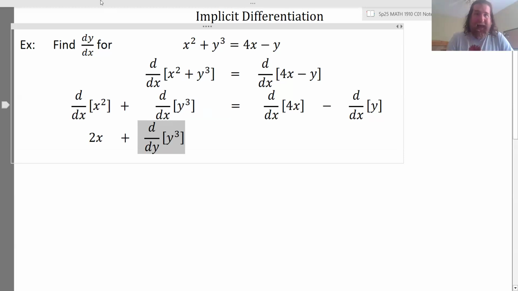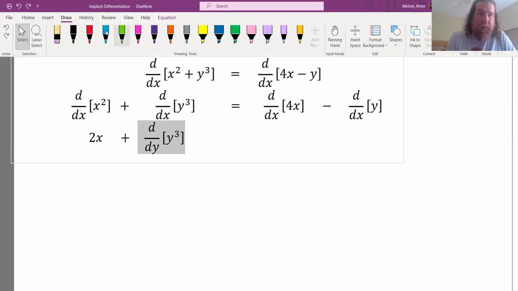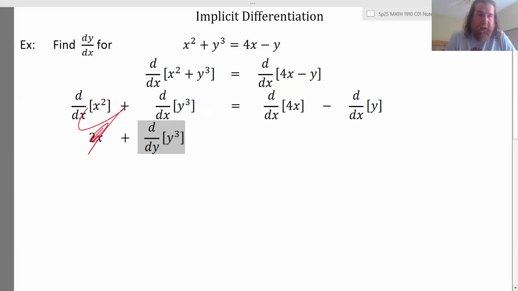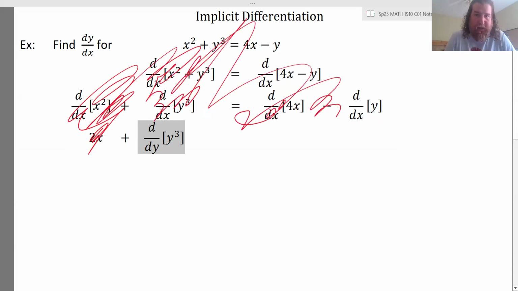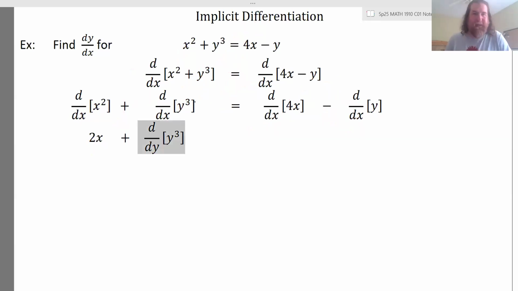Again, for that, you're going to just ignore everything else on here. You're going to ignore this, ignore that, ignore everything, and just say, okay, forget about all the x's. What is the derivative of y cubed with respect to y? That I can do. It's 3y squared. The problem is there was other stuff.